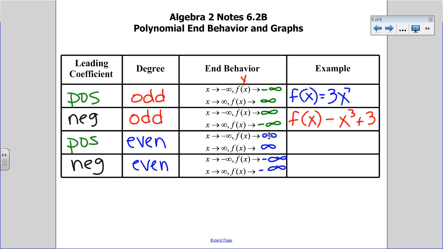I want to give you guys a couple of quick examples. So a positive function with an even degree, we would have f of x is equal to x to the 6th plus 5x to the 5th. Notice, guys, it doesn't have to be all evens. So I can throw odd numbers in there, I can throw odd exponents in there. But that first term has to be an even exponent.